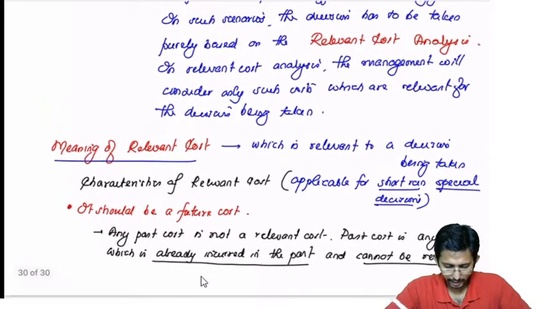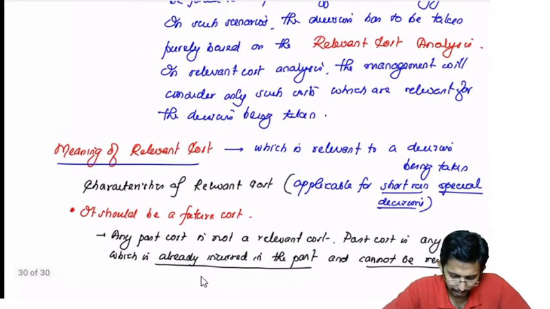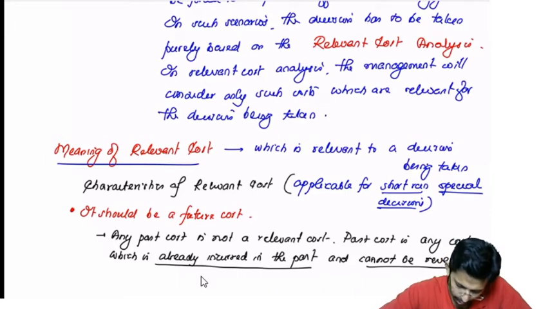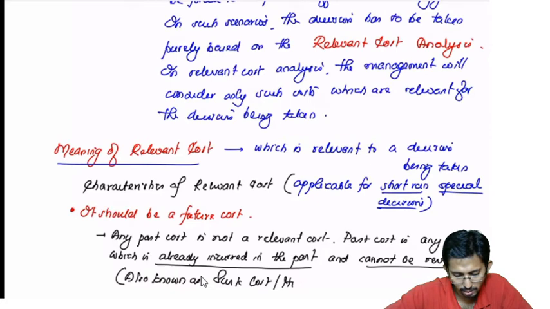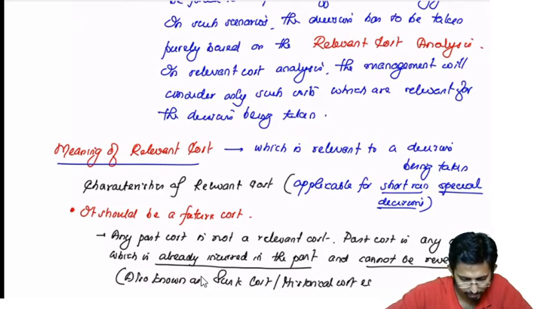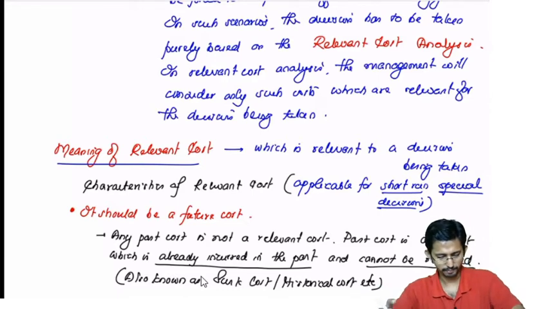Okay, now any past cost is not a relevant cost. Also known as, you can write, also known as sunk cost or historical cost, etc. Okay.